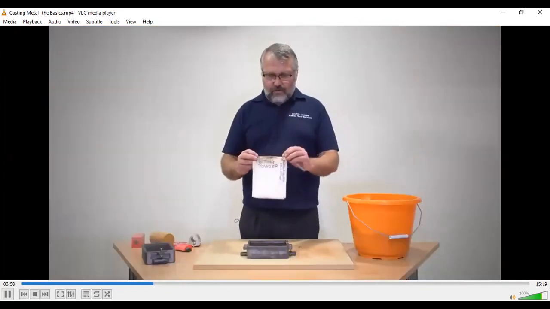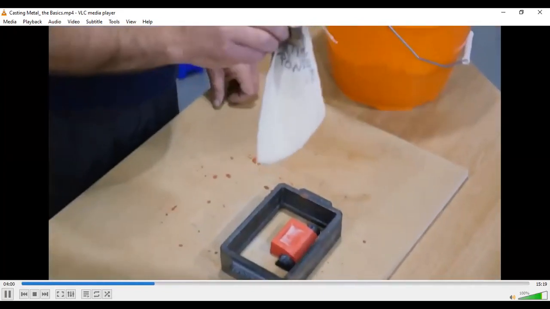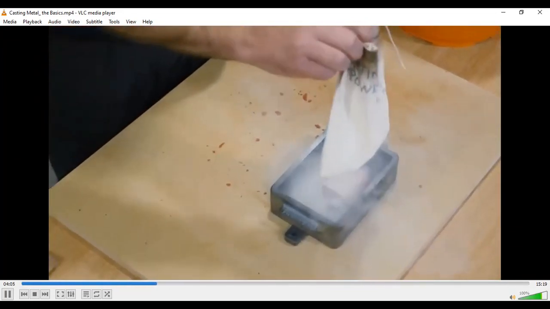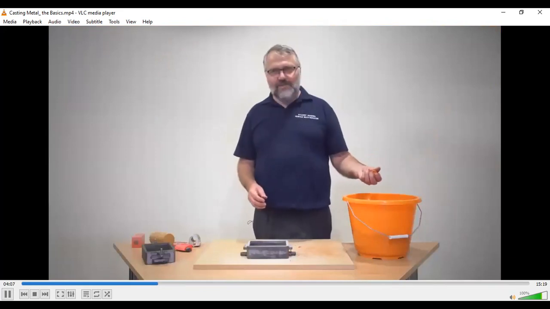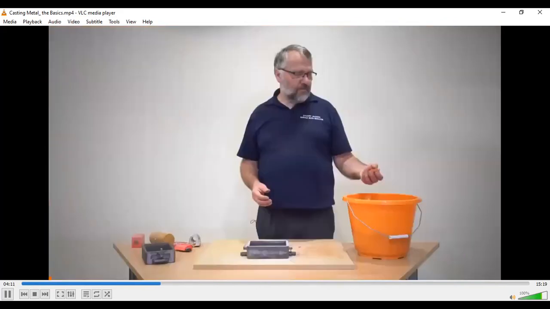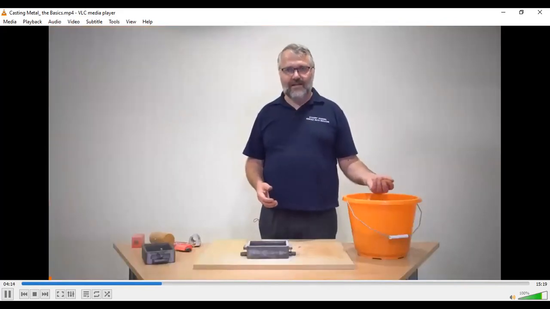We give a quick sprinkle of parting powder, and it's just used to help remove the pattern from the sand when we're opening the mould. Because the sand has oil, you may want to wear gloves to protect your hands or use a barrier cream, particularly if you're using reclaimed second-hand sand.